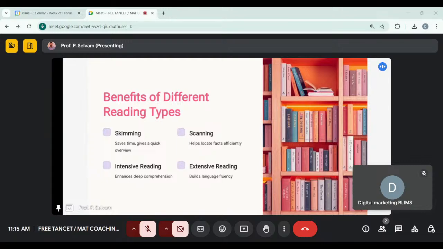But it does not mean skimming and scanning will not be required. No, no. Depending on the question and depending on the context, you need to decide which reading type we need to adopt. And the last one is extensive reading. Extensive reading is the odd one out for the reading comprehension exercise.